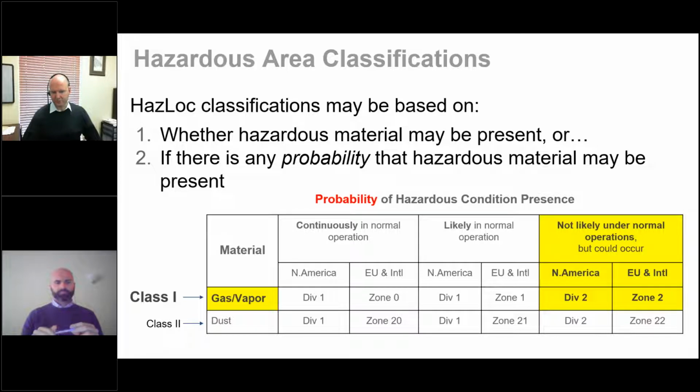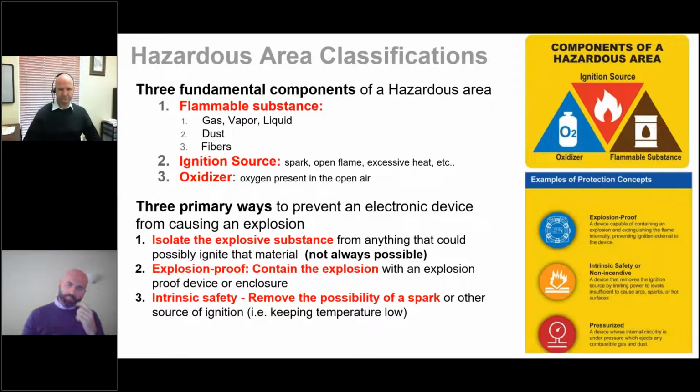And then as you can see on the right there, not likely under normal conditions, but which could occur, is classified as Division 2 for North America, or that same area is called Zone 2 under the EU and international standards. So we have tested to all of those. So that's generally the type of environment. The others where you have continuously hazardous under normal operation, those would typically be a Division 1 and a lower rating, and products could be more suitably rated to those with additional equipment.